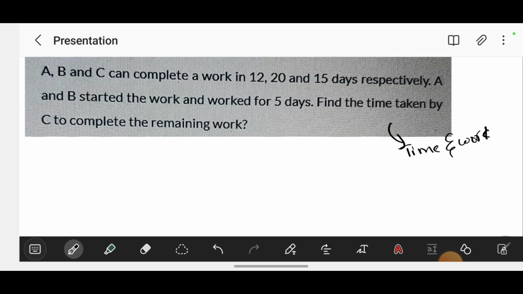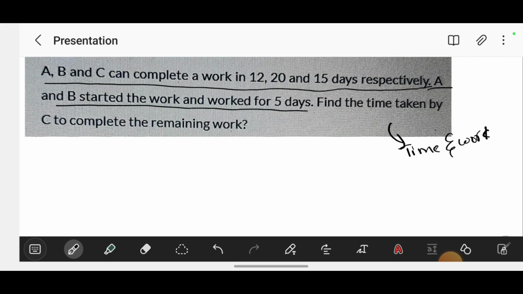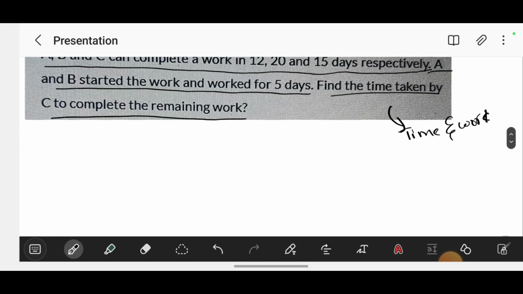See, A, B and C can complete a work in 12, 20 and 15 days respectively. A and B started the work and worked for 5 days. Find the time taken by C to complete the remaining work. It's a very easy question, guys. Take it like this: A, B and C.